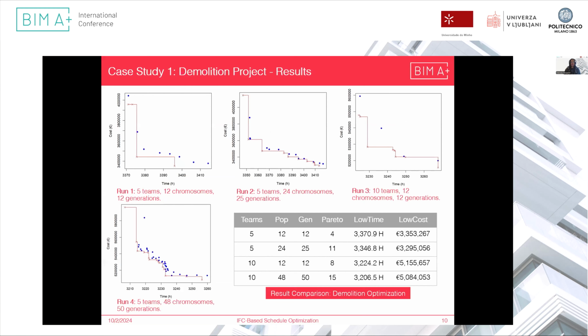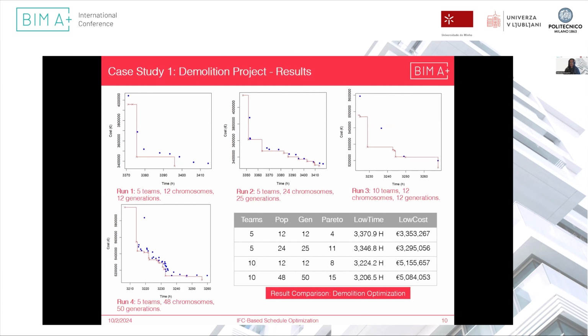The output we got from this, from the 12 chromosomes of the initial population, was that only 4 of them were Pareto optimal. The lowest time here was, as you can see, 3,370 hours, and the lowest cost was 3.35 million.